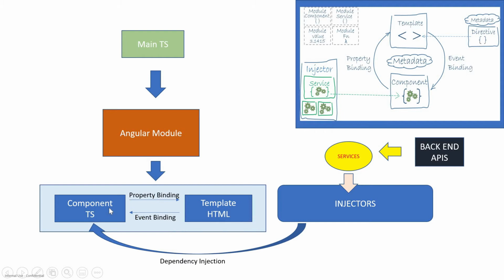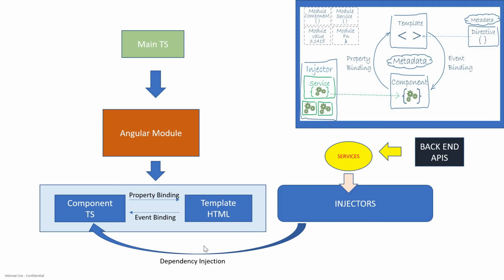When the component.ts file gives data to the template, we use property binding. There is also a concept called interpolation, and we'll see those things further. And when the template gives data to the component, we do event binding. So this is the process which is happening. Next is dependency injection, and how it happens.